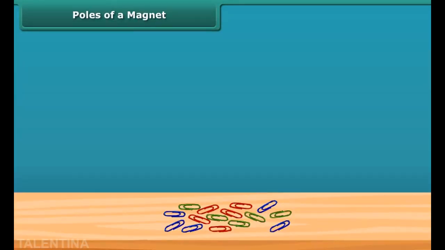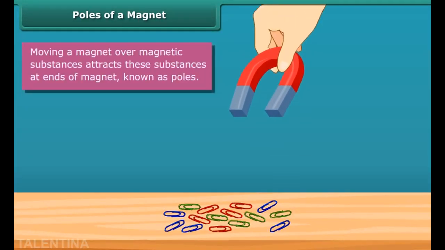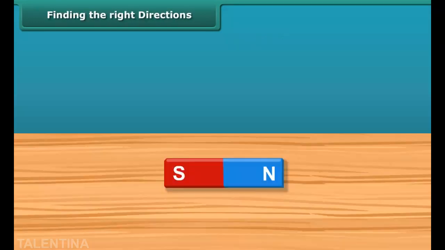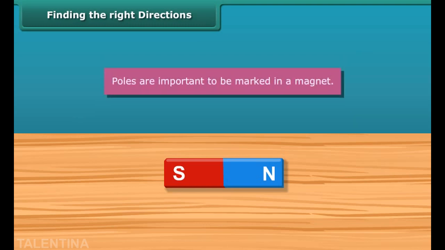Poles of a magnet. When you move a magnet over magnetic substances, you will see that these substances get attracted to particular parts of the magnet only. These are generally the two ends of the magnet. These ends are called poles of the magnet. Finding the right directions. Once you know about the poles of a magnet, you should also be able to mark the location of the poles. Let us now look at why poles are important to be marked in a magnet.